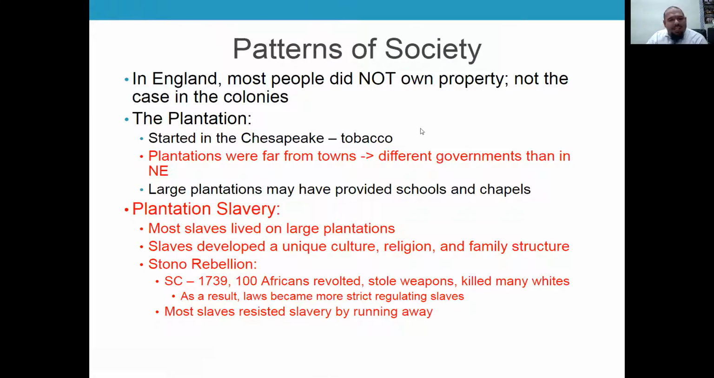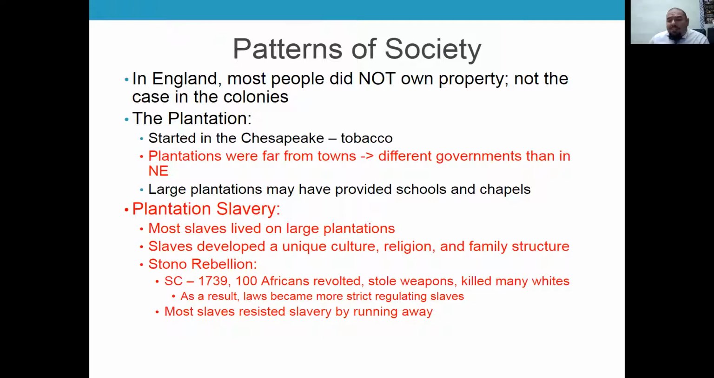All right, patterns of society. In England, most people didn't own property, but that wasn't the case in the colonies. The plantation is going to grow. It's going to start in the Chesapeake region again with, obviously, tobacco. And plantations would be far from towns, and that's going to lead to different governments than in New England because, well, the plantation was kind of like their own town, right?